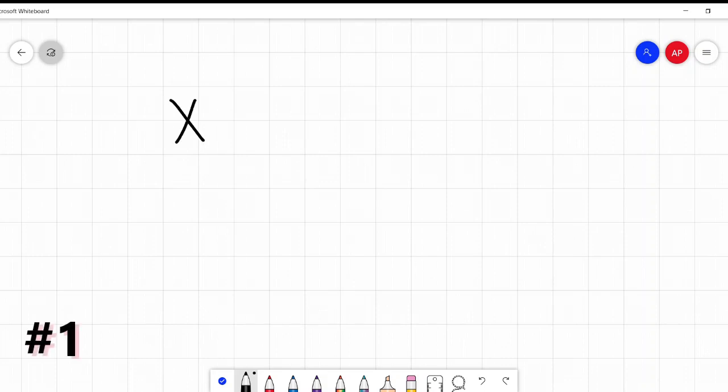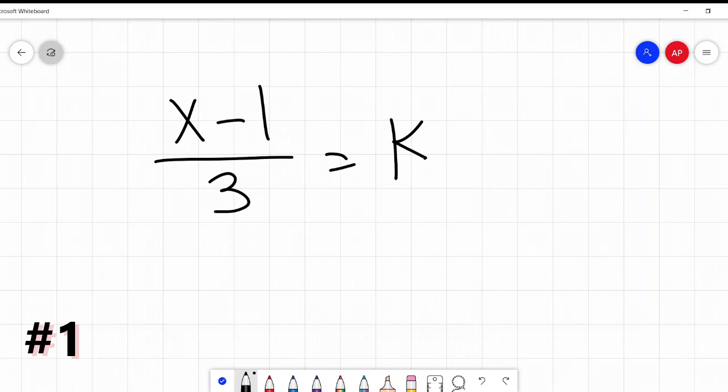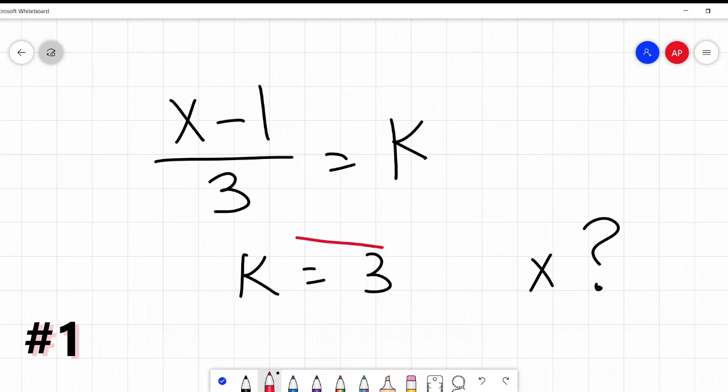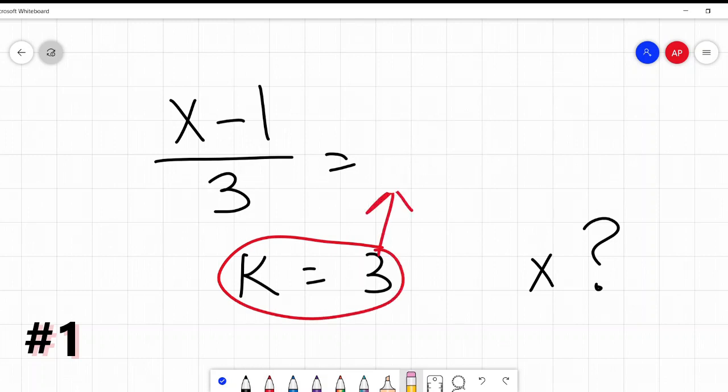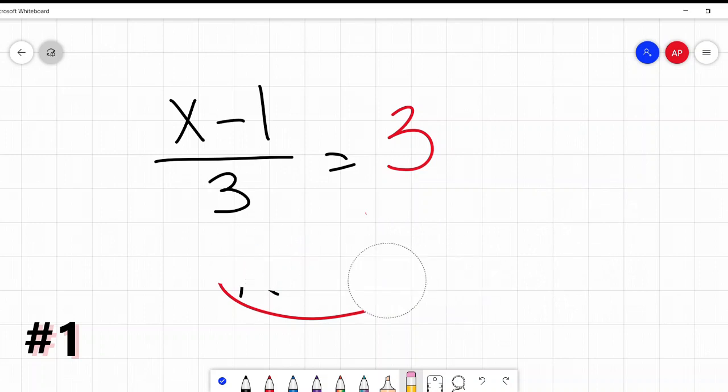Our first one gives us this. If x minus 1 over 3 is equal to k and k is equal to 3, what is the value of x? All right, this one we're told k is 3, so substitute it right there for k. Put 3 in there. That gets rid of that variable k. And now this is a more simple one variable algebra problem.